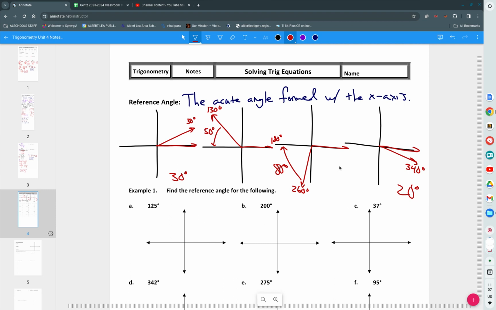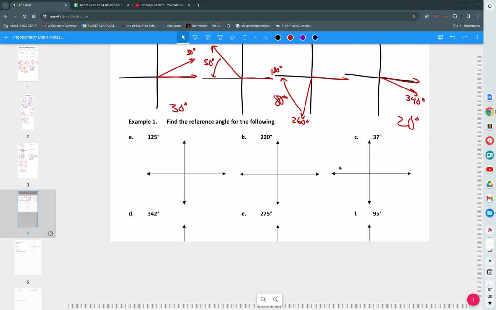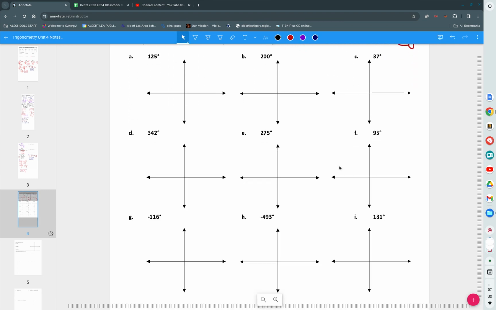So we're going to do a couple examples in class, and then you guys will be able to work, and you'll be done, and that'll be that. So you tell me which quadrant, 125 degrees. Second quadrant. So since it's in the second quadrant, I'm going to compare it against 180. So how many degrees are between 125 and 180? 55. Very good.